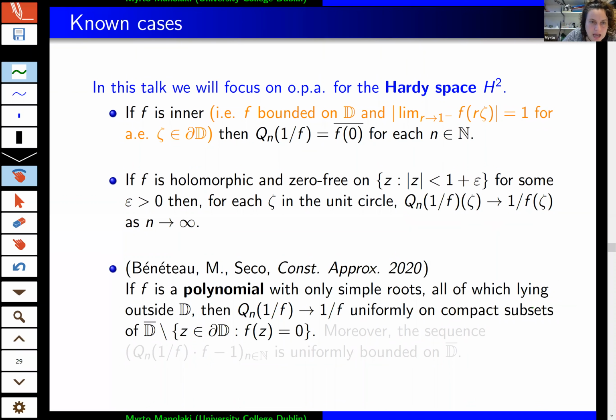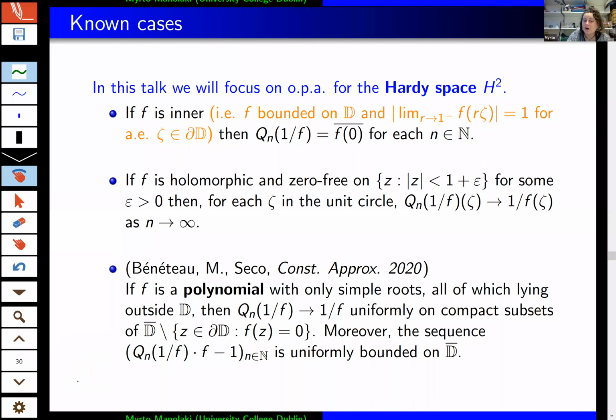And now with Daniel Seco and Catherine Beneteau, we published some results recently about the special case where f is a polynomial with simple roots, all of which lie outside the unit disk. Then Qn of 1 over f approximates 1 over f, and this happens uniformly on the closed unit disk except at the finitely many zeros of f. If I delete some neighborhood of my zeros, I have uniform convergence that reaches the closed unit disk. In fact, the sequence Qn of 1 over f times f minus 1 is uniformly bounded on the whole closed disk. For this, we needed to apply some recurrence formulas and this type of strategy. However, I'm not going to talk about this.